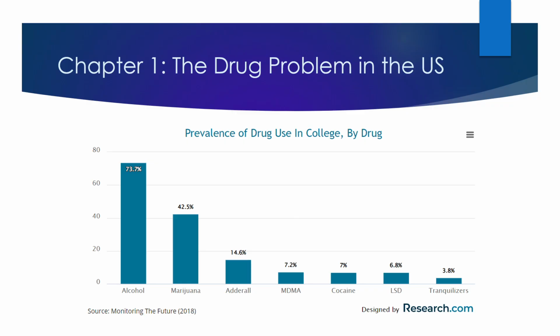Adderall, 14.6%, MDMA, 7.2%, cocaine, 7%, LSD, 6.8%, 3.8% for tranquilizers. So it continues to confirm our little quote unquote social law here, that the drugs that are seen as riskiest are least likely to be used by people. And I think that's going to wrap it up for us here.